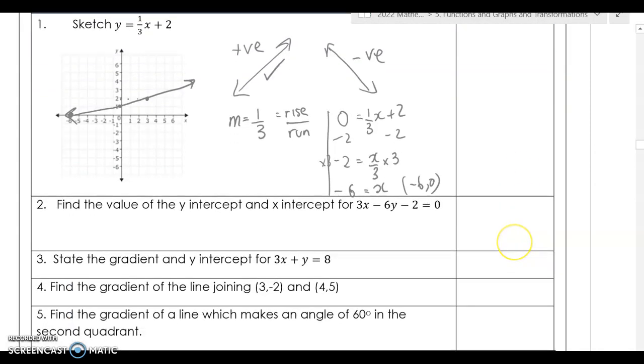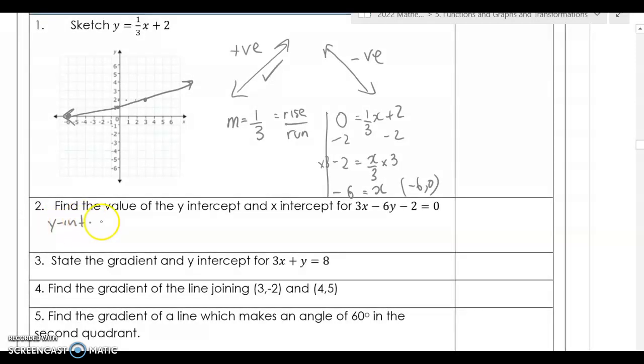Okay, let's have a look at the next one. Number 2: find the value of the y-intercept and x-intercept for 3x minus 6y minus 2 equals 0. Remembering the y-intercept happens at x equals 0, we'll pop that into our equation. We get 3 times 0 is 0, minus 6y minus 2 equals 0. We're going to add 2 to both sides. We get minus 6y equals 2. We're going to divide both sides by minus 6, and I'm going to end up with y is 2 divided by minus 6, which is minus 1/3. So that's my y-intercept.